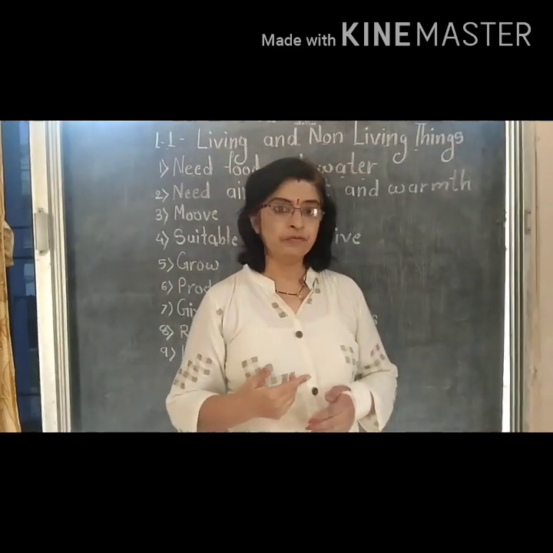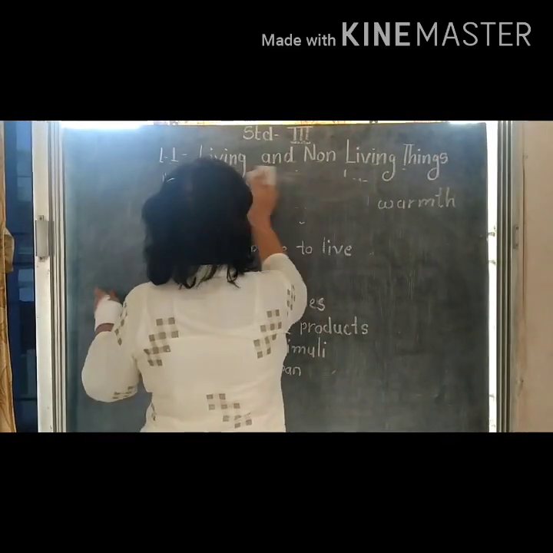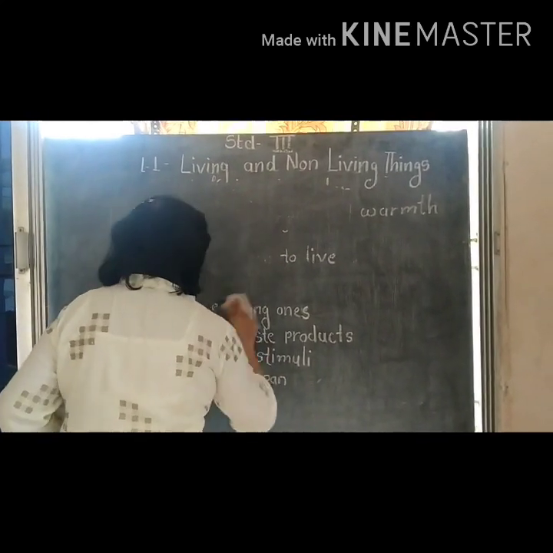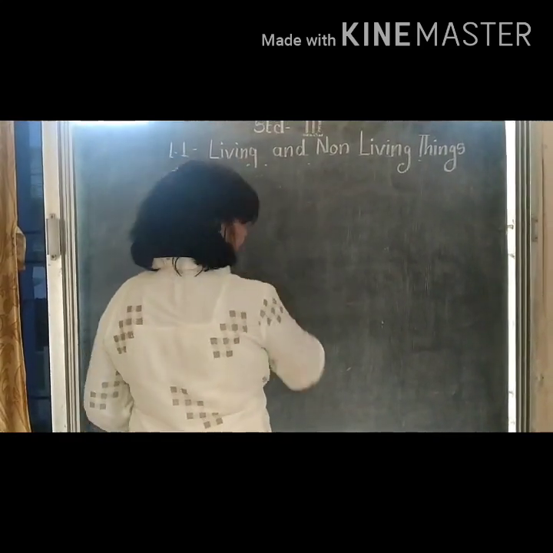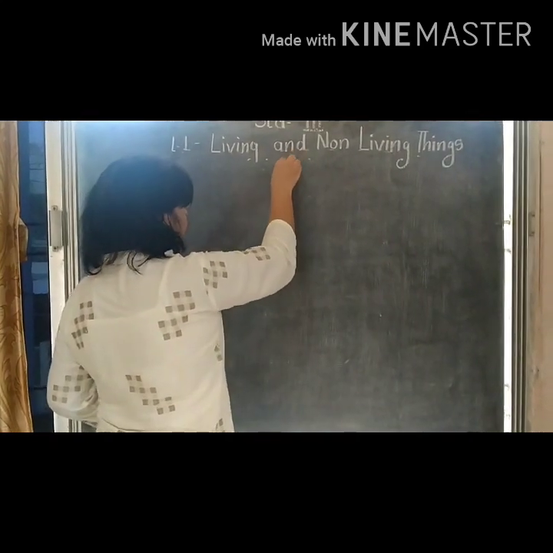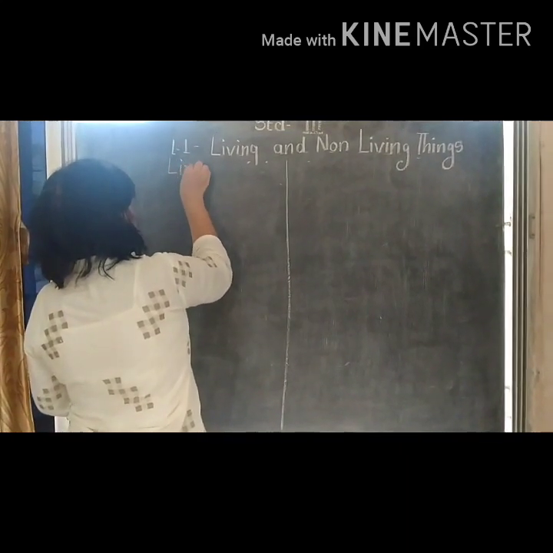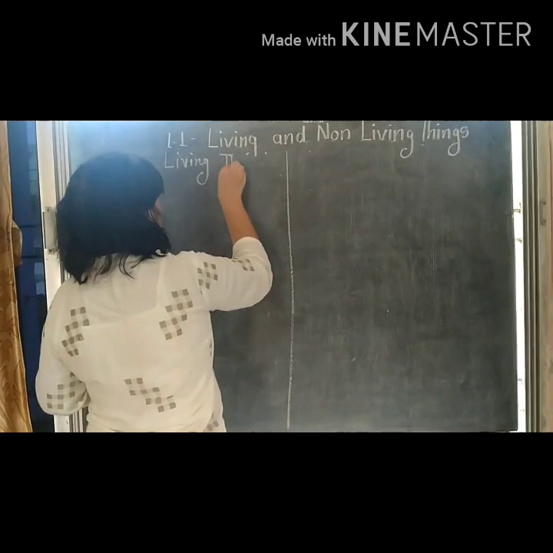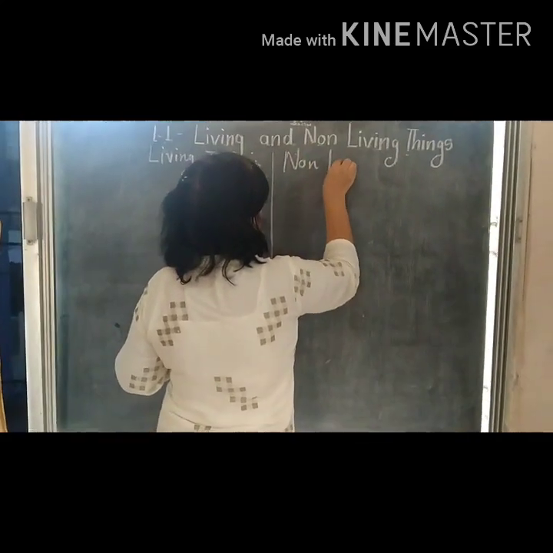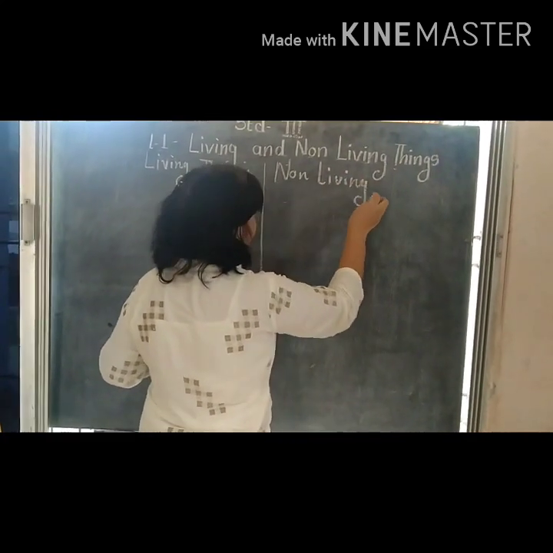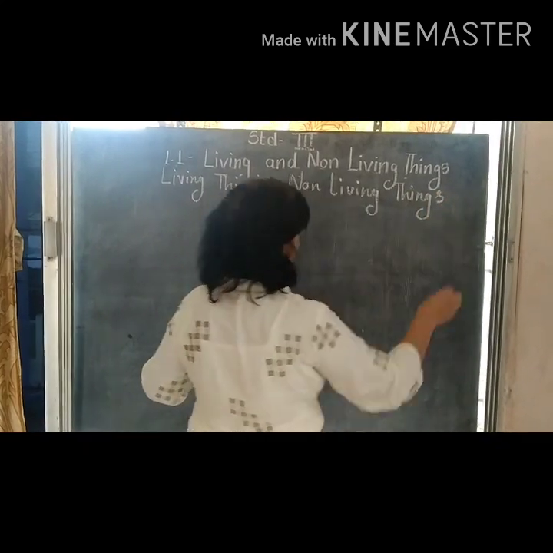Now let's see what are the differences between living and non-living things. Students, you all know what the characteristics of living things are. All these characteristics are found in living things and are not found in non-living things. Why does this happen? Because living things have life and non-living things do not have life.